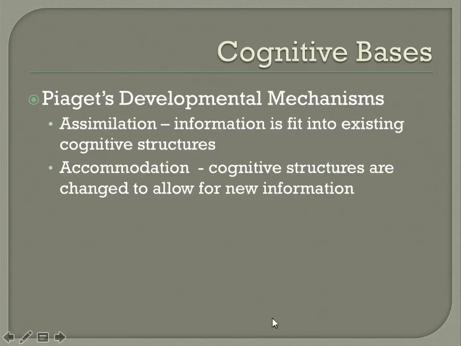So continuing with a little bit of Piaget, assimilation is our ability to take information and fit it into existing cognitive structures, so we assimilate new words into our language. Whereas accommodation is where our cognitive structures are changed to allow for new information. So when you realize you misunderstood the definition for a word.